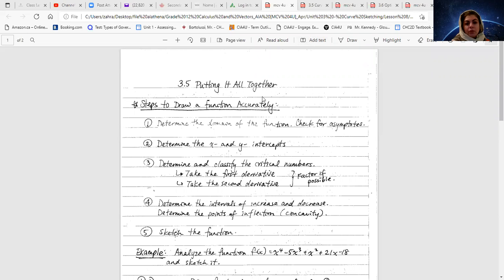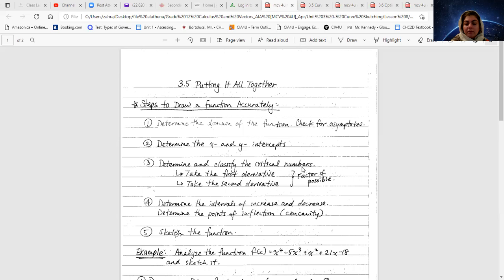3.5, putting it all together. We want to see the steps to draw a function more accurately. We determine the zeros, x-intercepts and y-intercept of the function by putting it in factor form. If it is rational, you find the zeros of the numerator for the x-intercepts, and for the y-intercept, everyone knows, for x we put 0 to find the y-intercept.